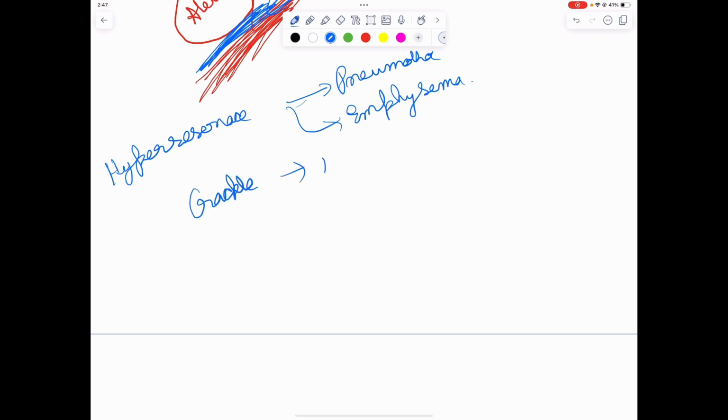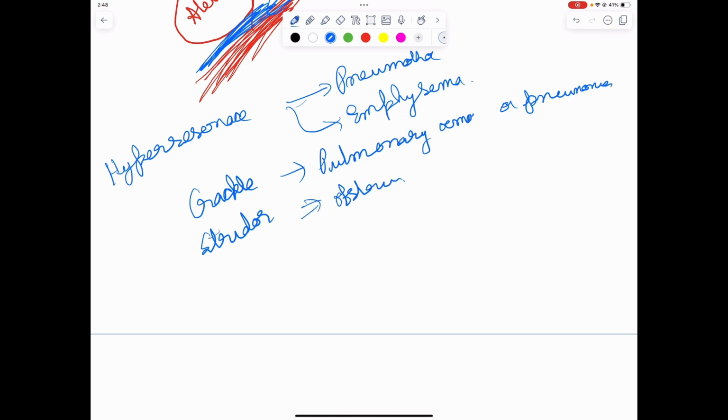Crackles are seen in pulmonary edema or pneumonia. Now stridor is an indication of obstruction, and this occurs in the upper airways, usually tracheal or laryngeal.